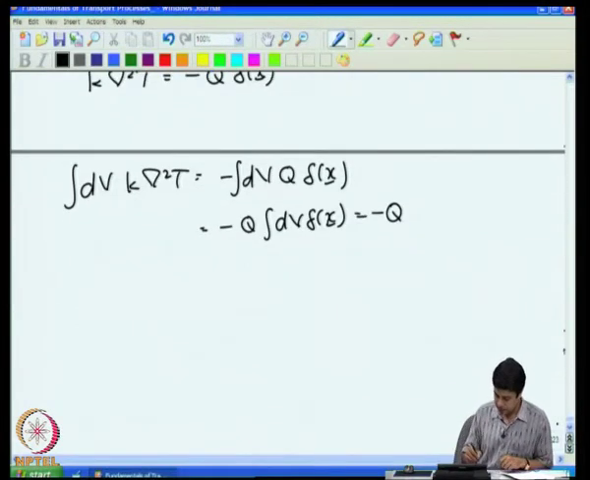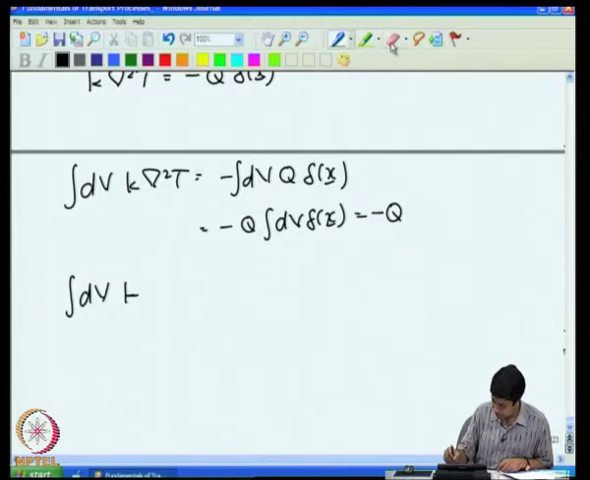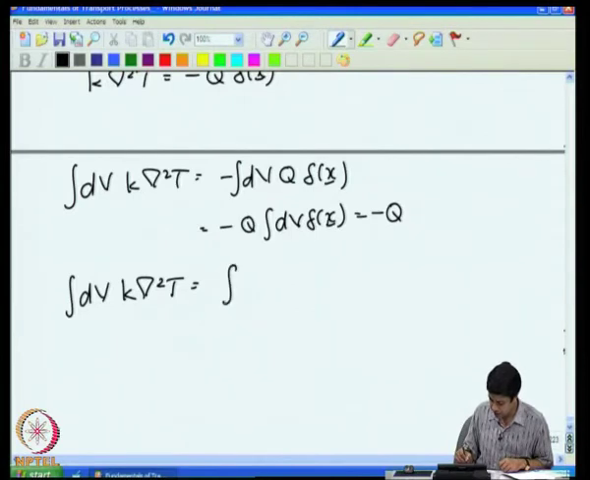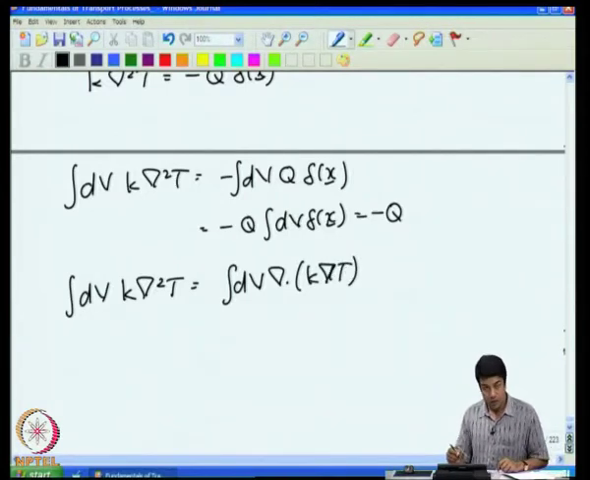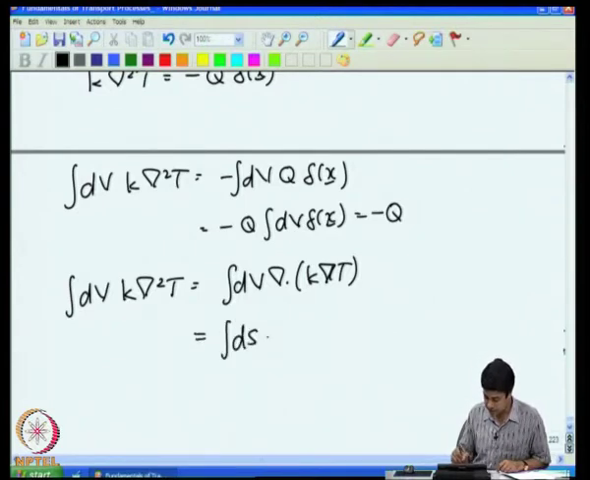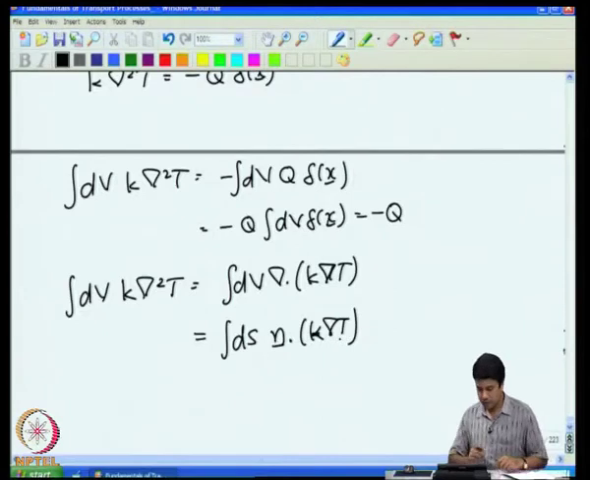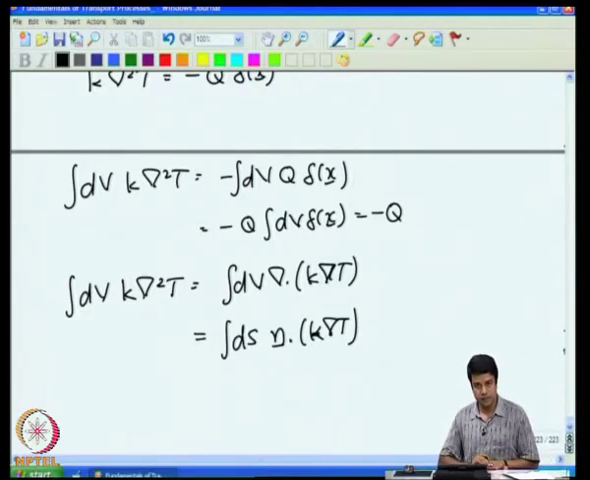Now, on the left hand side, this volume integral of K del square T, I can write as the integral over the volume dV of the divergence of K grad T. The divergence theorem tells me that this can be written as the integral over the surface S of n dot K grad T, where the surface S is any surface that includes the origin.